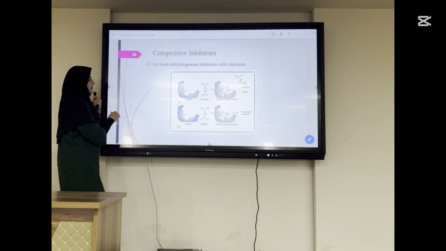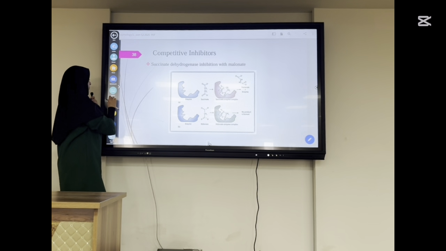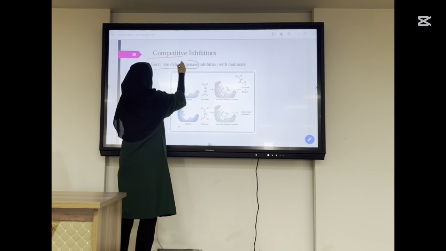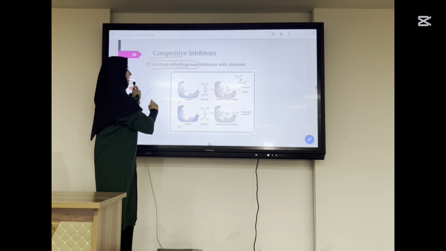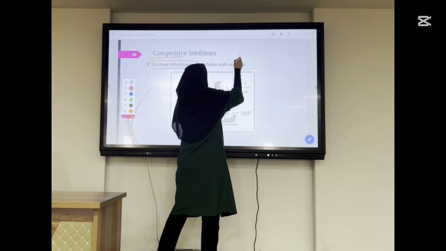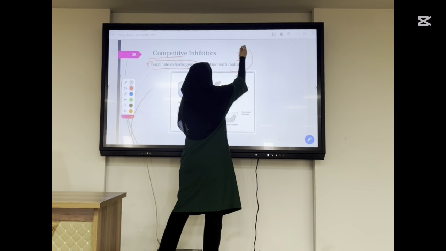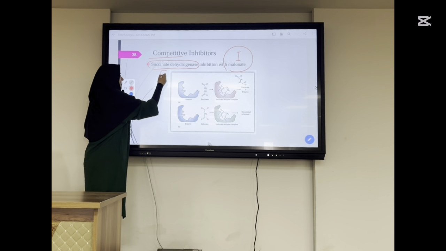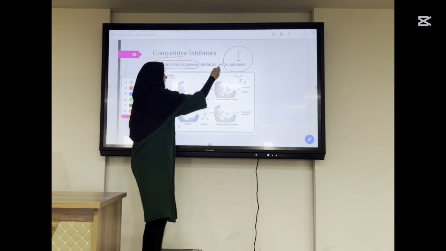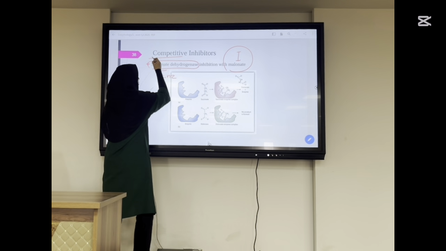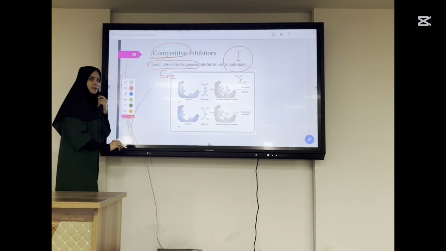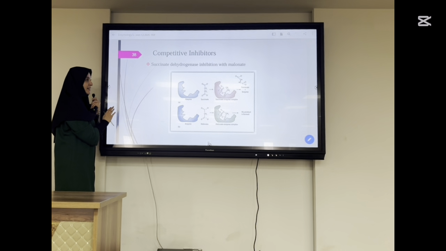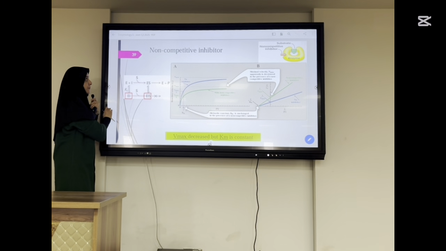We have another example, also competitive. The name of the enzyme is succinate dehydrogenase, and the name of the inhibitor is malonate. This is the enzyme, this is the inhibitor, and this is the type of inhibition. Do you understand? These examples are very important.